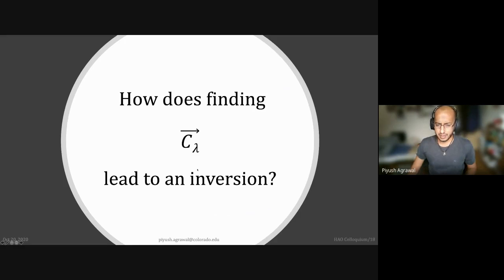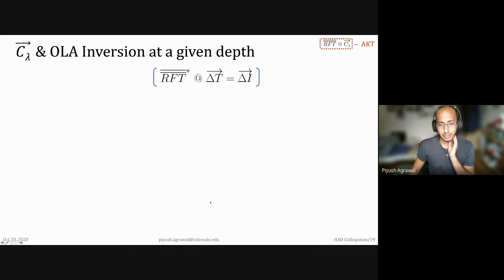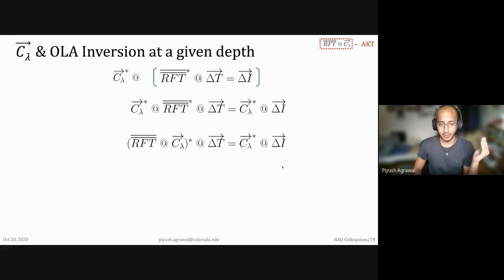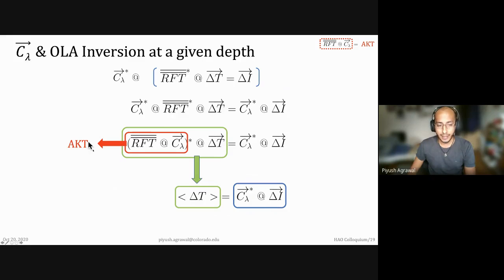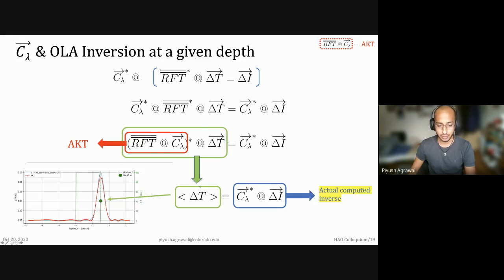So the next step basically is, how exactly does finding the coefficients lead to an inversion? Starting with the first order approximation equation, you multiply by the coefficients that you have just computed, opening up the equations. So this is basically my averaging kernel. And that averaging kernel then acts on the underlying delta T, which leads to my average delta T at that location. Okay, this is clearer from the plot.